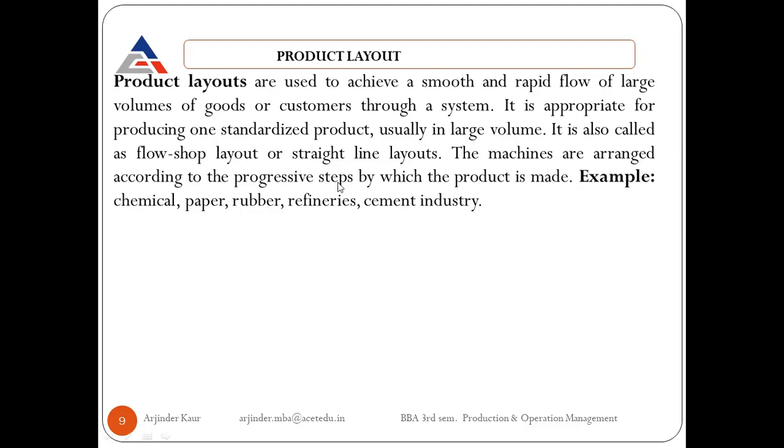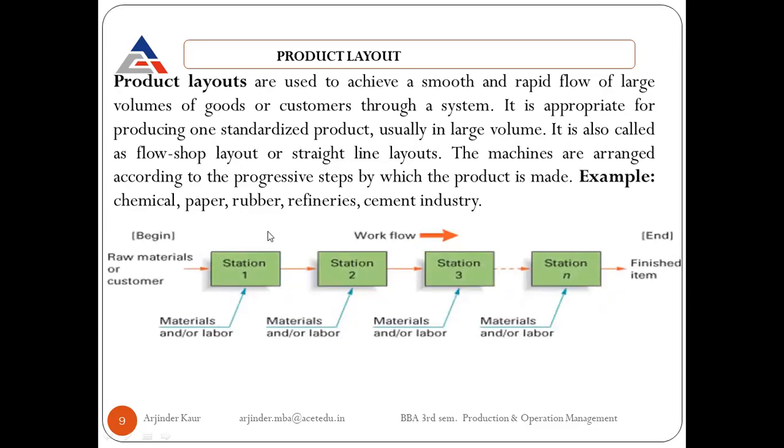So the machines are arranged according to the progressive steps by which the product is made. Examples of the industry that make use of product layout are chemical industry, paper industry, rubber industry, refineries, or cement industry. So this is one example. So you can see that all different workflow stations are arranged in one line, in one sequence. So now the raw material will be fed here, and after the sequence is finished, we can get the finished item out of that.